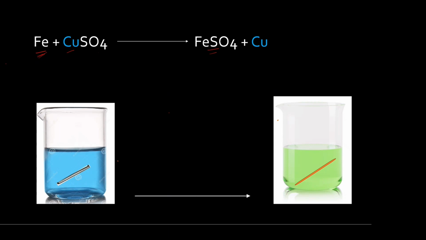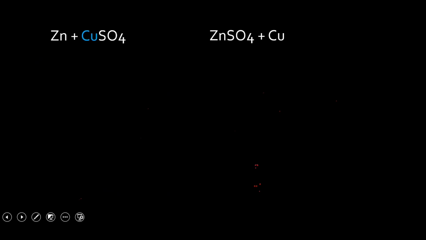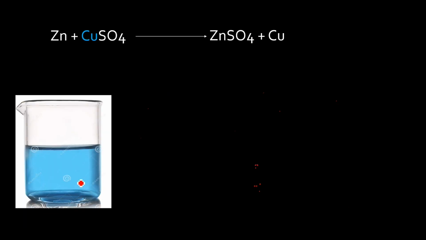Let's see the next example: zinc plus copper sulfate solution. So what will happen? The copper sulfate solution is blue in color, and we will dip a zinc strip in it. The copper sulfate solution will again dissociate into copper ions and sulfate ions.